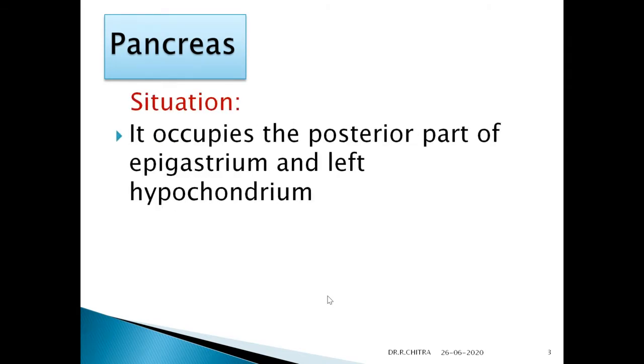If you compare the situation in relation to the quadrants, it occupies the posterior part of the epigastrium and left hypochondrium. The anterior part of the epigastrium is occupied by the stomach. The posterior part of the epigastrium is occupied by the pancreas. And in the left hypochondrium, the spleen occupies the anterior part, and the posterior part is occupied by the pancreas.